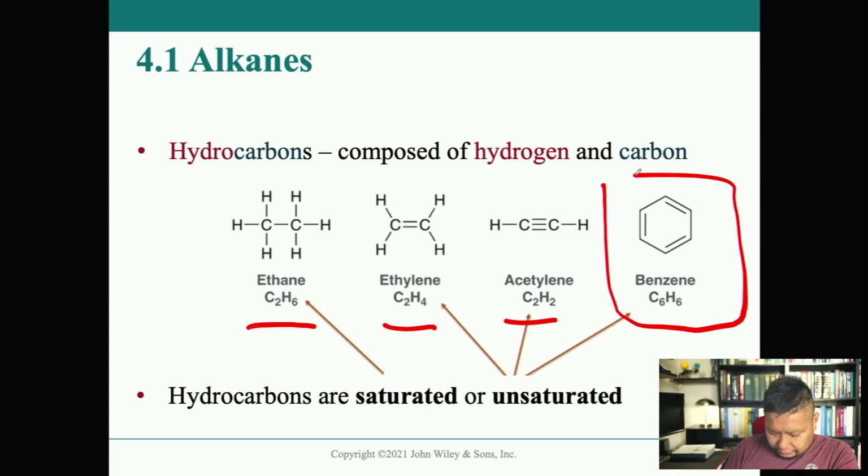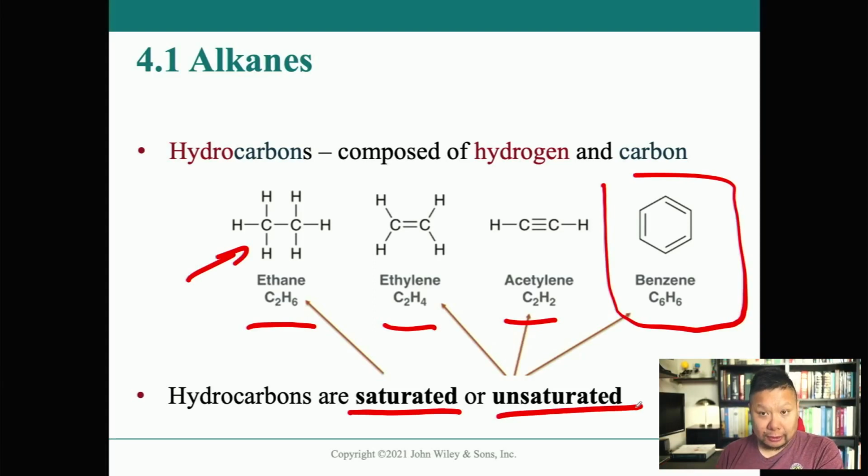So the thing to note here is that a hydrocarbon is saturated when every single carbon is filled up in bonds with hydrogens, right? And an unsaturated hydrocarbon is one that has at least one carbon that has a double bond, and so it's missing some hydrogens. That would be true of ethylene, and it would be true of acetylene, and that would also be true of benzene, right?